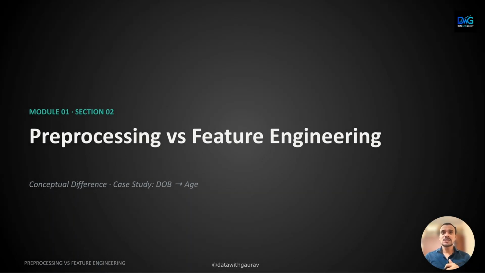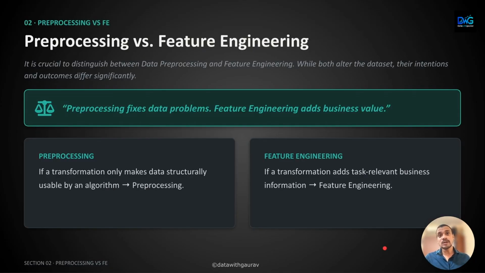Now let's move on to the next concept, that is data pre-processing versus feature engineering. At this point, it is important to understand the difference between data pre-processing and feature engineering. These two terms are often used interchangeably, but they serve very different purposes. Both involve transforming data, but the intention behind that transformation is completely different. Think of it this way: data pre-processing prepares the data for machine learning, but feature engineering improves the data for machine learning. A simple rule of thumb is pre-processing fixes data problems, feature engineering adds business value.